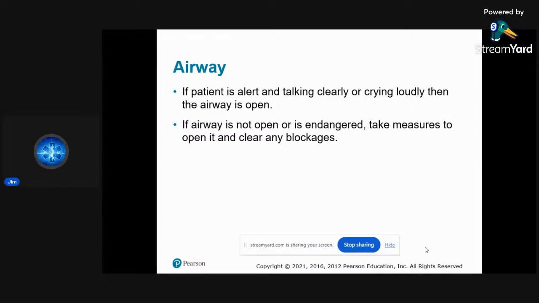If the airway is not open or it's endangered, we're going to have to open it, and we're going to have to clear any blockages. We've talked about that in the last few chapters, right? We can suction to help clear out the airway. We can do the abdominal thrust, chest thrust, and finger sweeps if we have to.